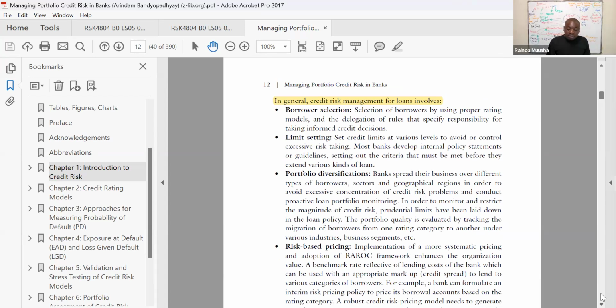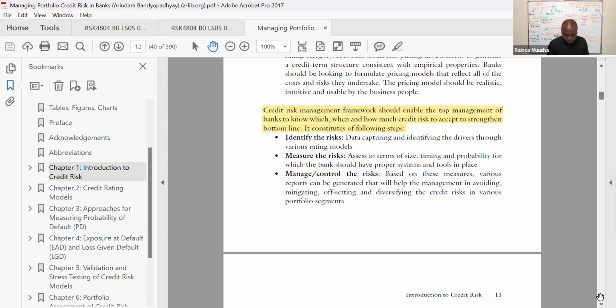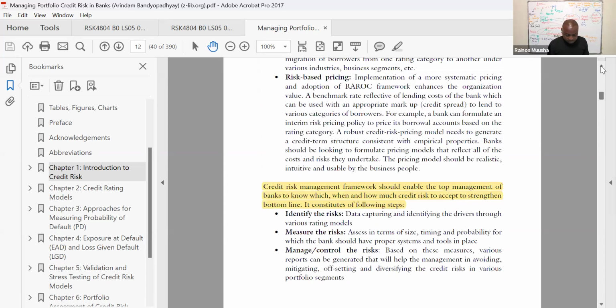Then it also involves limit setting. Set credit limits at various levels to avoid or control excessive risk taking. So most banks develop internal policy statements or guidelines setting out the criteria that must be met before they extend various kinds of loans.